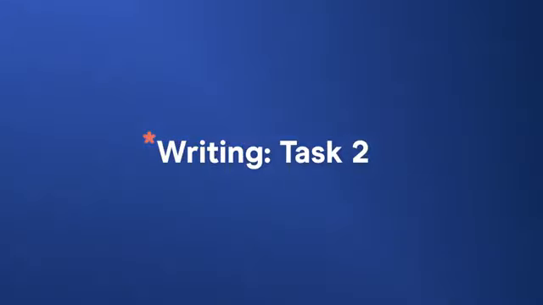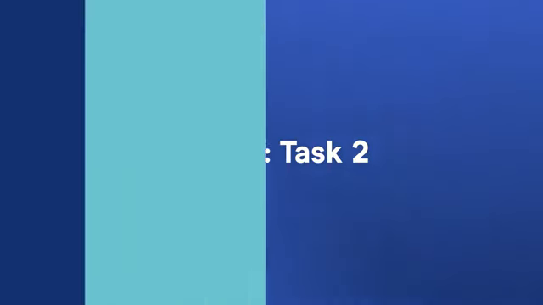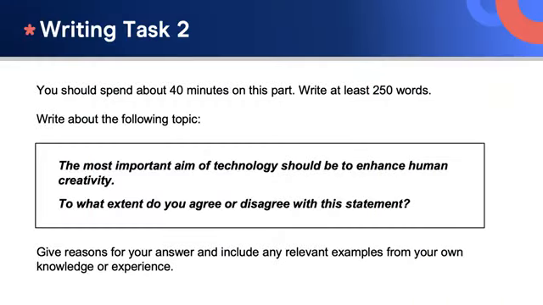Now we are up to the final section, IELTS writing, and we'll be tackling Task 2. On the left, you can see the main instructions at the top. They say you should spend about 40 minutes on this part. Write at least 250 words. Then you have the essay prompt below that.